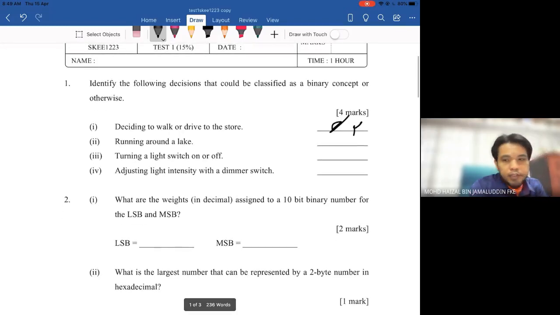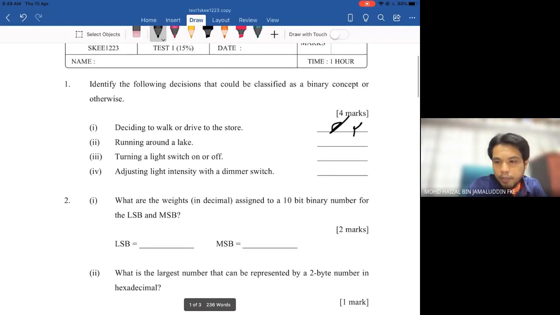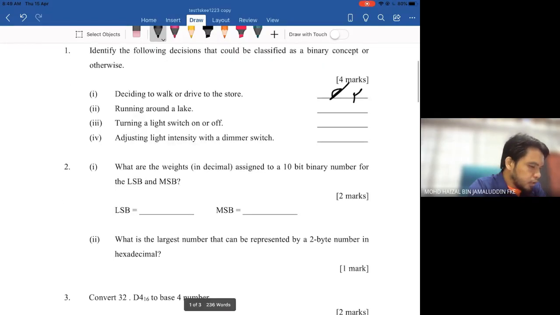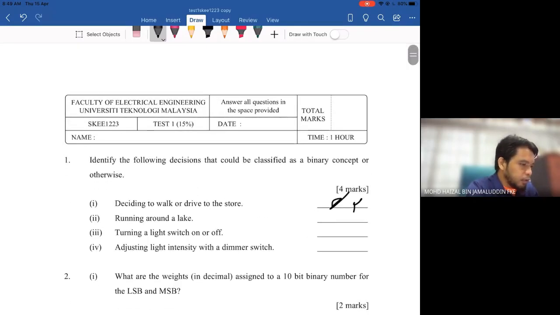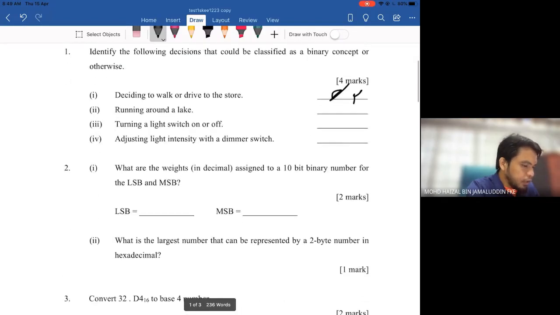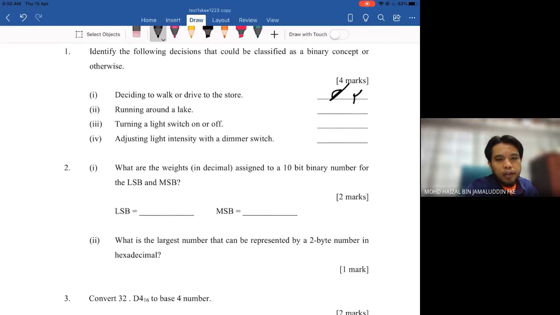Okay, so the example of test. Your test one will be held on 28 April. All right, so sorry, I take time to get familiar with the cloud, the gadget. Okay, so the example of test one, bila punya ni saya pun tak ingat. Normally, a few questions will be asked about yes or no, ABCD, prove it, and so on.